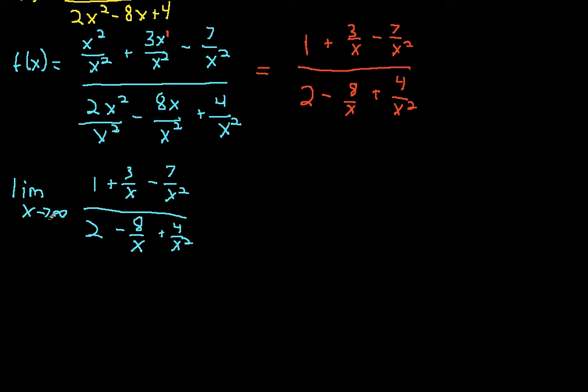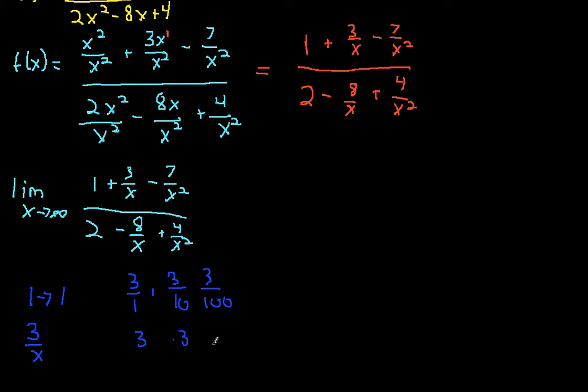So what happens to 1 as x approaches infinity? The number 1 is not a function of x, so it's just going to stay as 1. So 1 stays as 1. Now what about 3 over x? What happens there? Well, 3 over x, what happens as x gets larger and larger? Let's just quickly evaluate some fractions where the denominator increases. 3 over 1 would be 3. 3 over 10 would be 0.3.